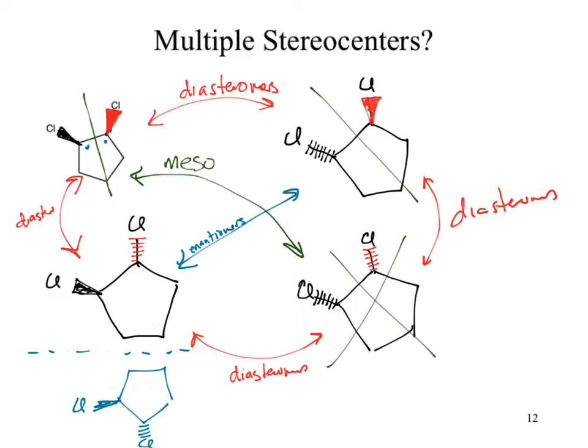If I try to draw a mirror plane in the upper right, it doesn't reflect across. One's wedged, one's dashed. Okay? Same deal for the bottom. Kind of makes sense?